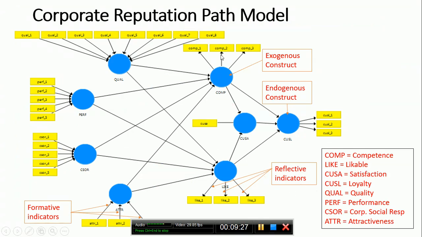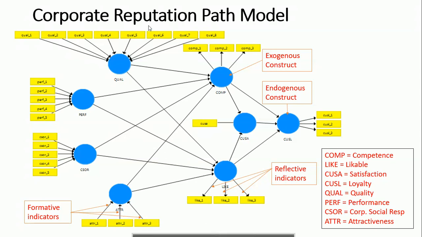So let's say, for example, we have this complex corporate reputation path model. Here is an exogenous construct, and this endogenous construct. So this leads to this. And here we have a reflective indicator, and you can see the arrows go from the construct to the indicator. And here we have a formative indicator. We have the arrow going from the indicator to the construct.